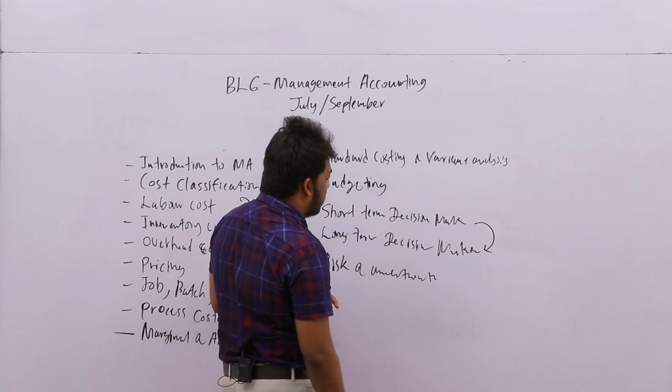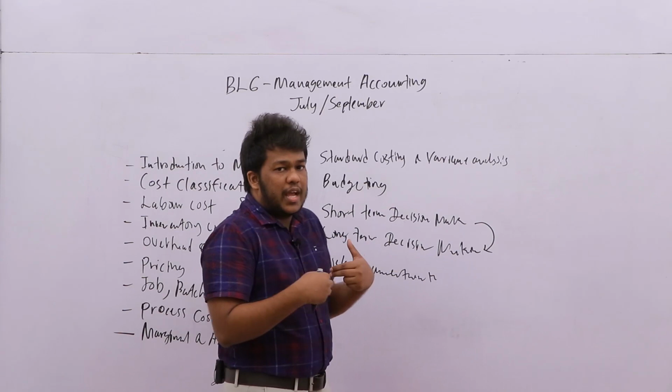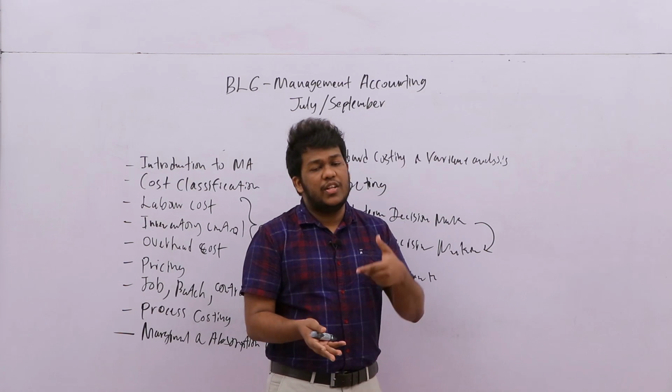In the decision trees and all, you will be having the management accounting part, but for standard deviation, variance and all, those are coming from mathematics. So don't worry, even though you have done this in A level, we will be doing it.